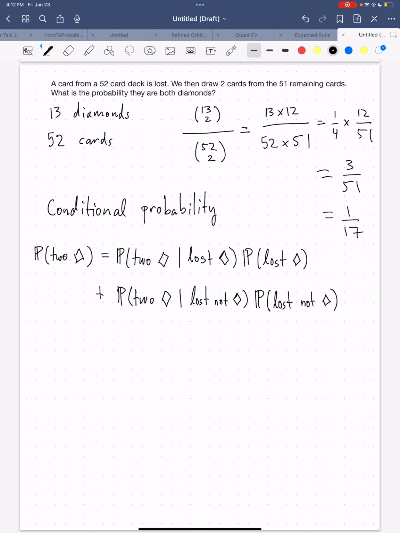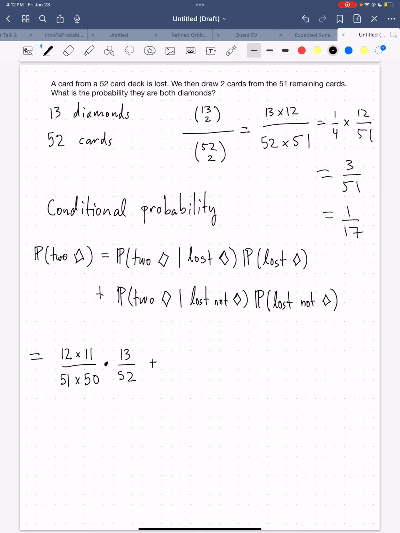Okay, so what happens if you do it this way? Well, if your lost card is a diamond, then you only have 12 diamonds to choose from. So 12 times 11 over 51 times 50. Okay, that's your probability of getting 2 diamonds given the lost card is a diamond. And the probability that your lost card was a diamond is 13 over 52, because that's how many diamonds there are. We could have just written it as 1/4.